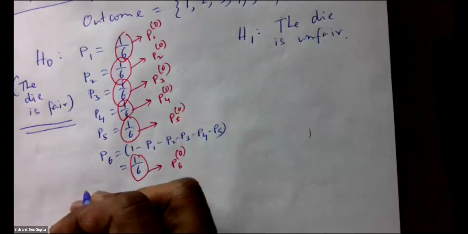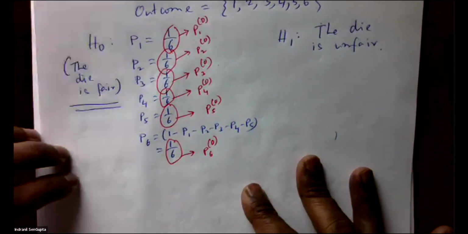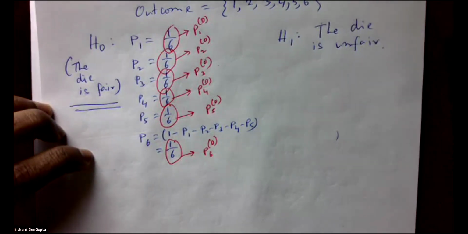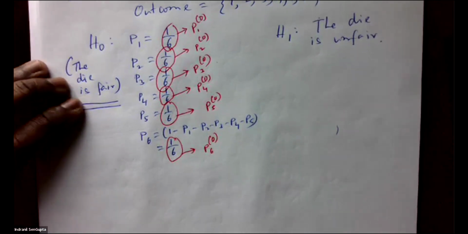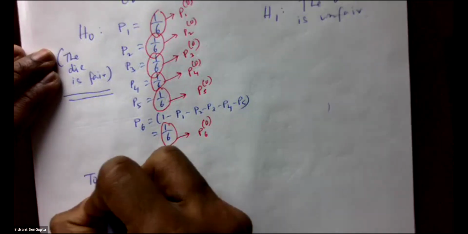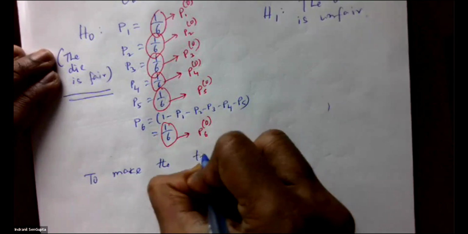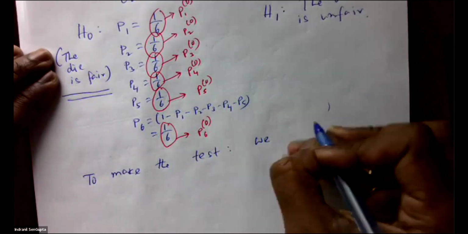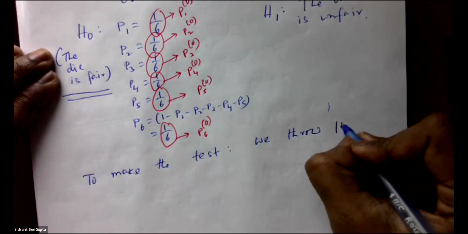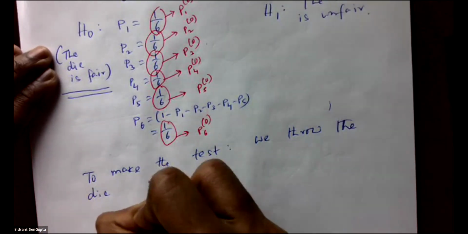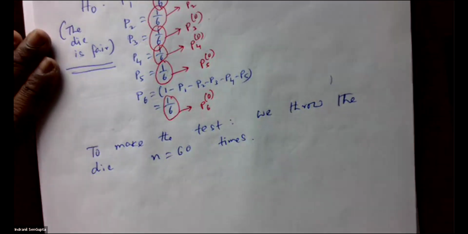Now, here is the solution. What do you have to do? This is a problem for which we need to throw the die, because we have to draw a sample. How do you draw a sample? To make the test, we throw the die 60 times. That we can always do.